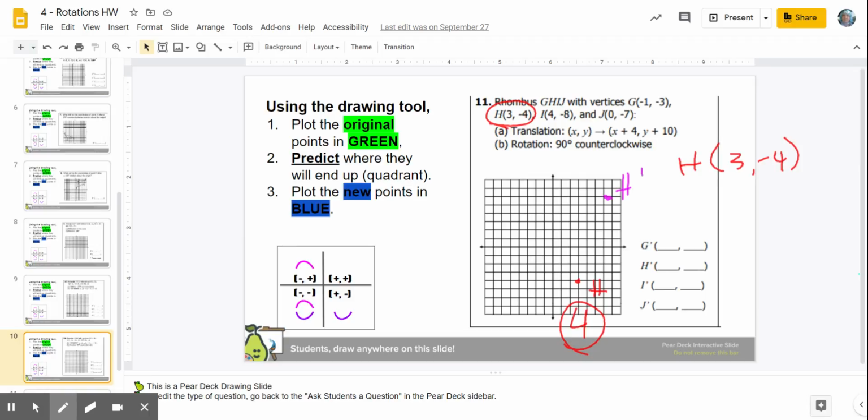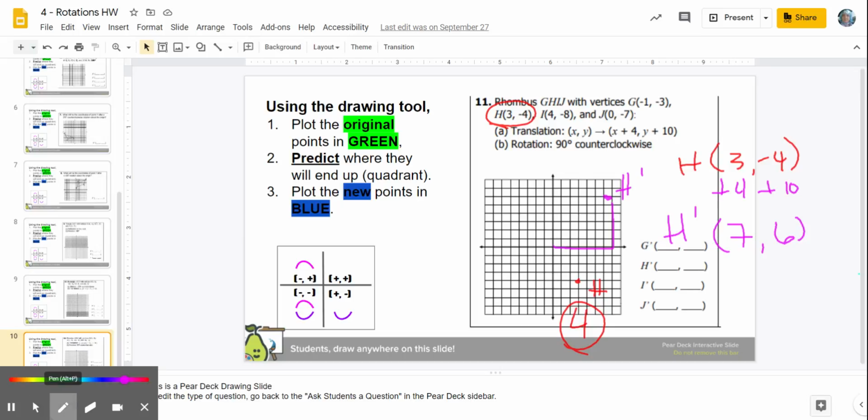If it's frustrating for you to look at these graphs, I'm telling you, my eyes are horrible. They go in and out. The lines kind of blur. You can do this with algebra. So X plus 4 is 7 and Y plus 10 is 6. That's my new ordered pair for H prime. If you're good at graphing, you can just go 1, 2, 3, 4, 5, 6, 7, 1, 2, 3, 4, 5, 6. And we got the right spot. Okay, so play to your strengths, ladies and gentlemen, play to your strengths.